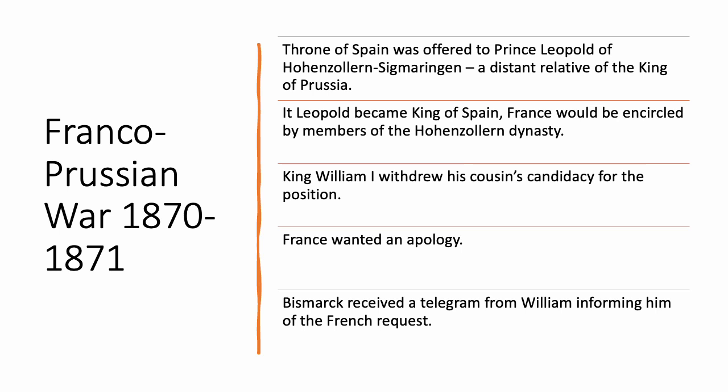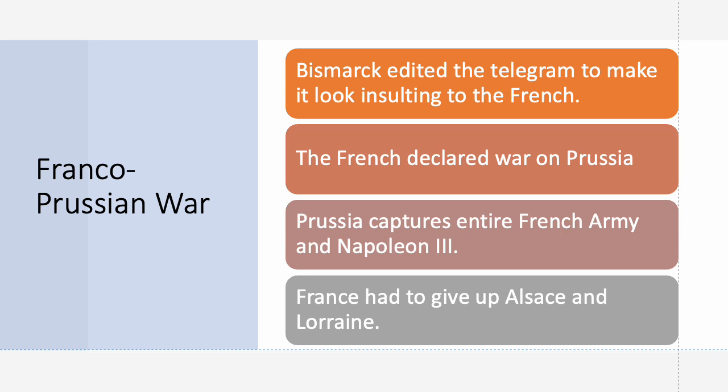So Otto von Bismarck receives a telegram from King William letting him know about the French request. And what's going to end up happening is Otto von Bismarck is going to change around this telegram before it gets sent. So he's going to edit the telegram to make it look insulting to the French. And this is going to make the French angry, so they declare war on Prussia. So once again, Otto von Bismarck gets the other country to declare war first.